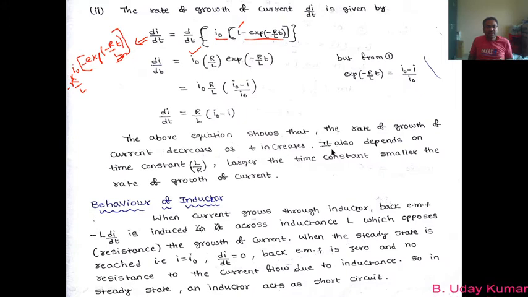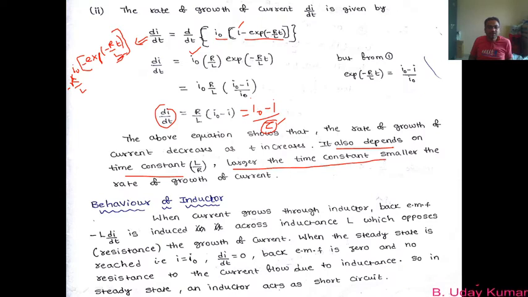Moreover, this dI by dt also depends on R by L, right? R by L is nothing but the inverse of L by R. If I take that R to the denominator, you can write this as L by R also, and L by R is nothing but the time constant. You already know that. So I can write this equation as (I0 minus I) divided by the time constant, where the time constant is L by R. So it also depends on the time constant. Larger the time constant, smaller the growth of current. That is mentioned here: larger the time constant, smaller the rate of growth of current.